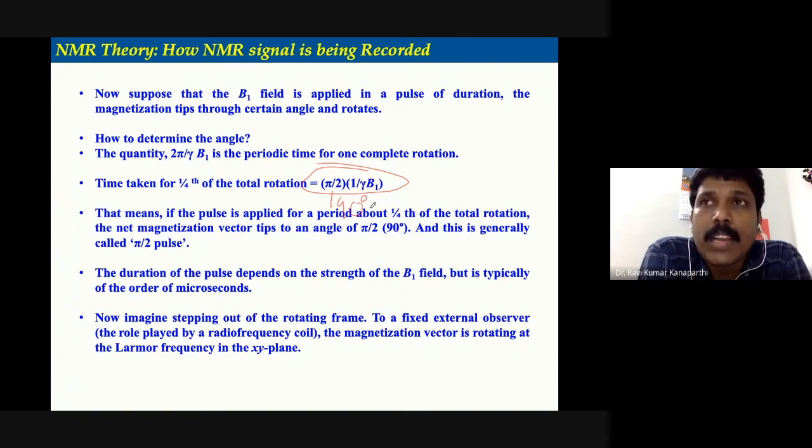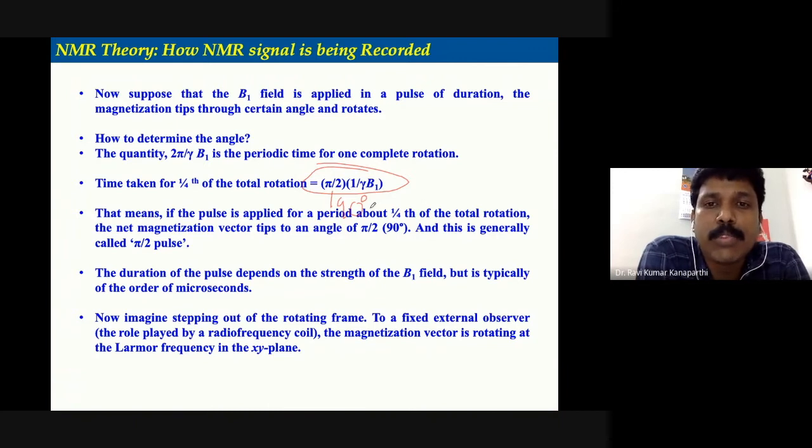So different types of pulses are possible. Normally this is called a pulse. A quarter of the time, what we call a 90 degree pulse. Why did we say 90? Because it is pi by 2. Similarly, a pi, 180 degree pulse is also possible.